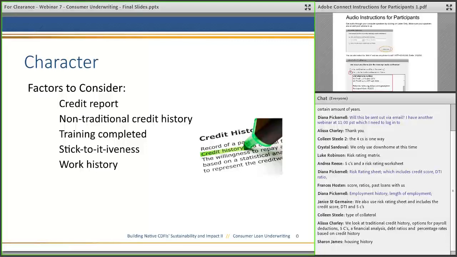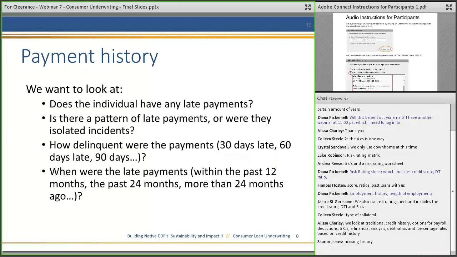Another thing is the training. You can actually require training. You can require any of your financial education classes to be a requirement of getting a loan from you. So those are all things you can do when you're evaluating the character.